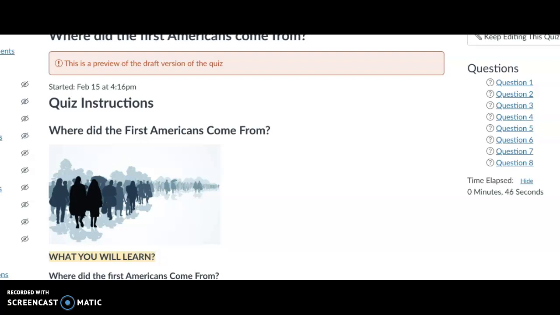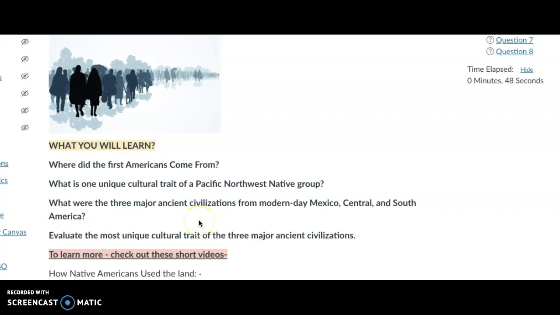And then you're going to also answer, what is one unique cultural trait of a Pacific Northwest Native group? And we don't have time to get into all the Native American groups in North America, so we're just going to focus on the region, the Pacific Northwest. And by cultural traits, examples of culture would be how people dressed, or what religion they practice, or it could be the food they ate, or the clothes they wore, or the language they spoke.